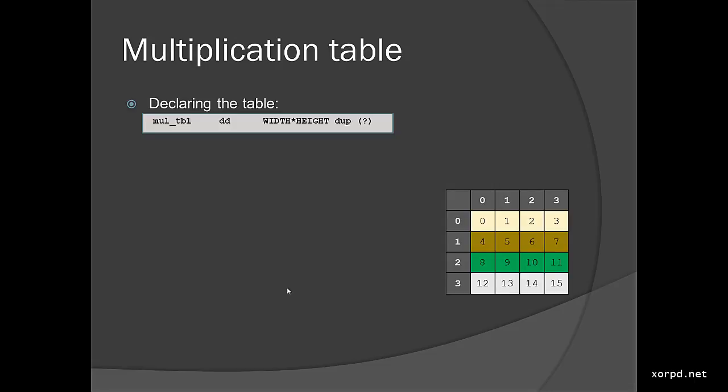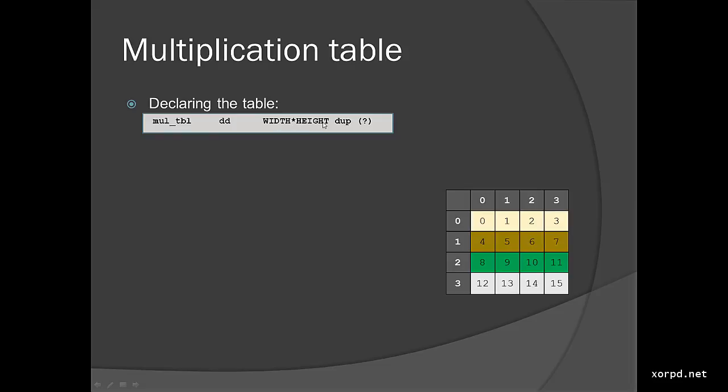Let's take a look at some code. Maybe it will help you understand it even more. Let's begin with actually declaring the table. It looks like this. We have this mul table, which is the label we are going to use, and now we define a table of dwords of size width times height.